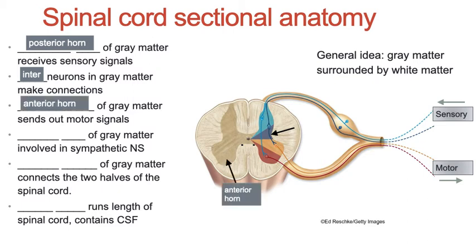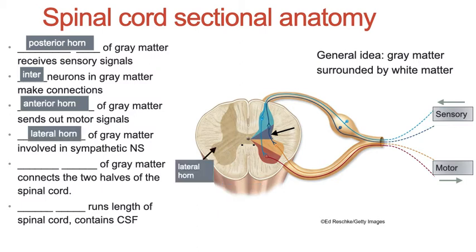Next, we have the interneurons in the gray matter, and those are there to make connections between other neurons. You have the anterior horn of the gray matter. This sends out motor signals, and if you look at the similar anterior horn on the other side of the spinal cord, you can see an orange or kind of reddish area, and that is where motor information is leaving the spinal cord and traveling out to the limbs or what have you.